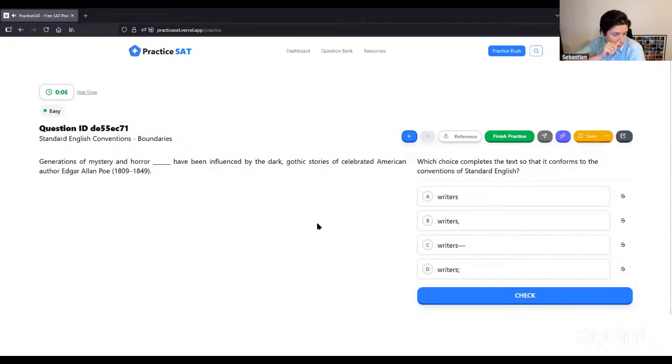Generations of mystery and horror writers have been influenced by the dark Gothic stories of celebrated American author Edgar Allan Poe. So it's just writers, that's the whole subject, have. You don't want anything to separate it, so it's going to be A.